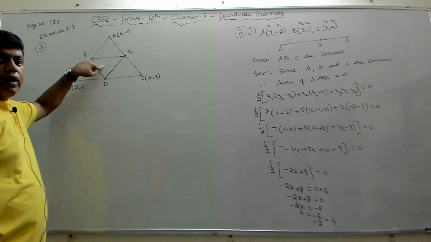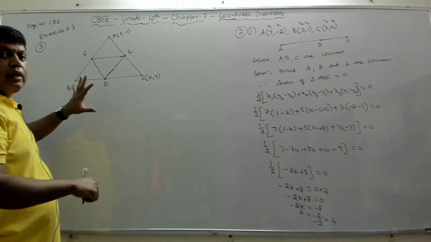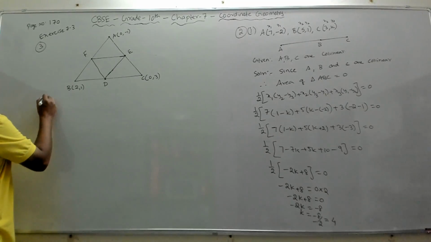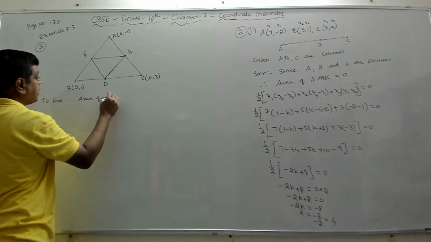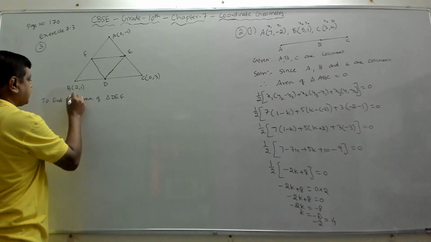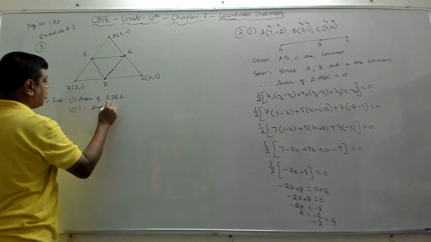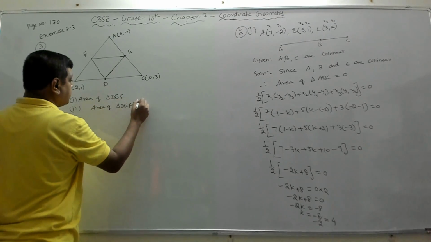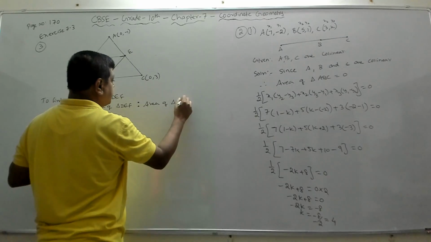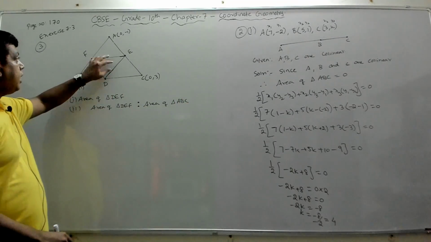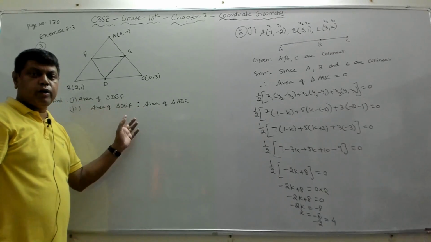Now we have to find the area of this triangle. After that, we have to find the ratio between the area of this triangle DEF to that of the given triangle ABC. So first, we have to find the area of triangle DEF. The second thing we have to find is the ratio between these two, which means the area of triangle DEF is to the area of the given triangle ABC. We need to find the area of this triangle, and then the area of the given triangle. Then if you divide, you will get the ratio.